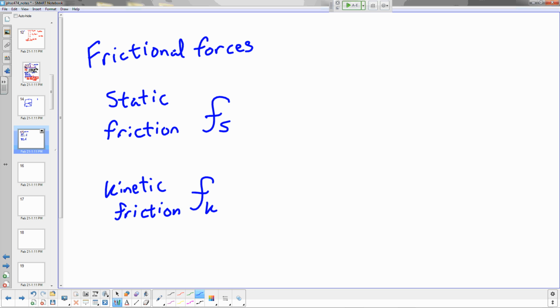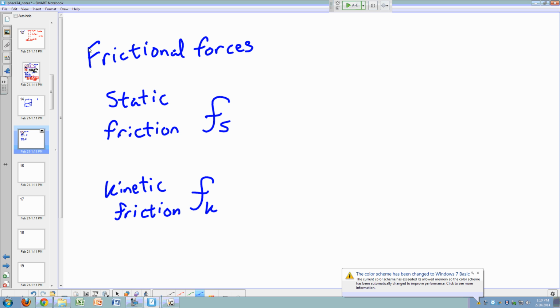So, for example, if my car is rolling, the tires are rolling, what kind of friction is that? That's static friction, because the surface of the tire is static relative to the ground. They're not sliding across one another. But if you lock up your tires and slide across the ground, that would be kinetic friction.